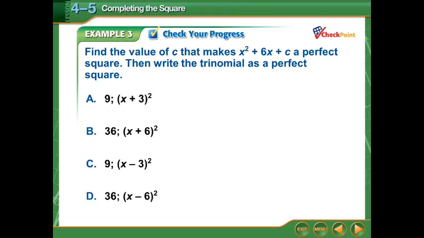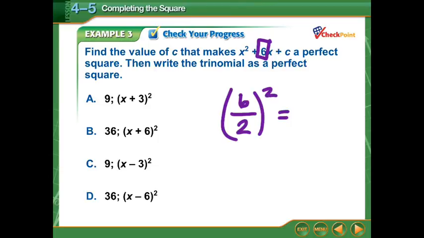Okay, so let's check our progress. Same thing here. This says find the value of c that makes x squared plus 6x plus c a perfect square trinomial. So, like I said previously, whatever number is in front of x, in this case it's a 6, we're going to take 6, divide by 2, and then square it. So I know 6 divided by 2 is 3, and 3 squared is 9. So 9 is the c that will complete the square.